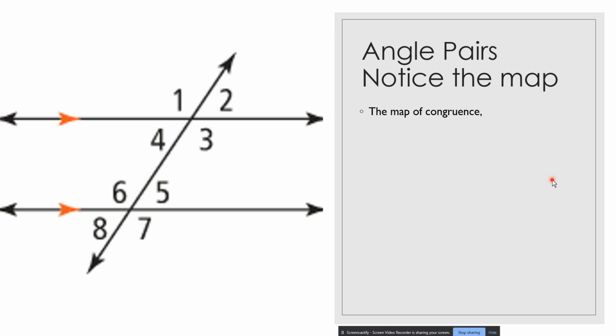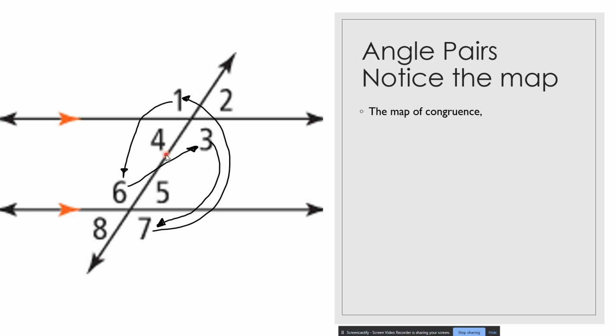Angle pairs. So notice the map of congruence. 1 maps to 6 because we first said that if we can pick up 1, same corner 6. But we know that 6, we can make that Z pattern to 3. But that 3 can also be in the same spot as that 7, which means that 7 maps all the way back to that 1, because the 7 and 1 are alternate exterior angles. So we have this pattern.